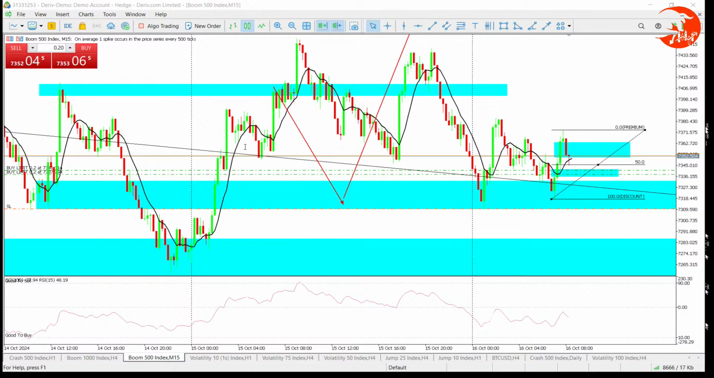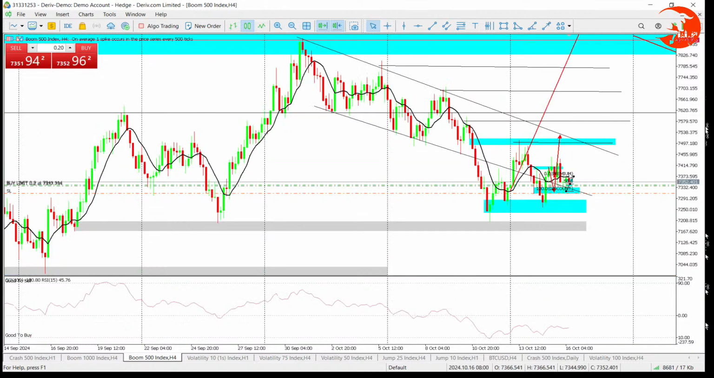That means $10 that I'm going to risk, and then for the profit I'll use H4, and I'm going to look at 7497. That's where I will be looking for my TP. The other TP would be 7414.